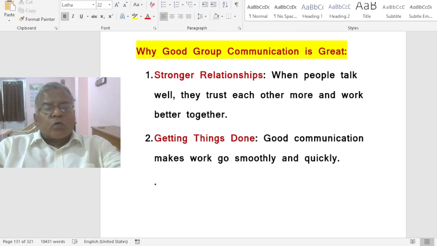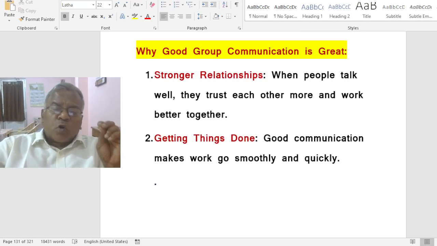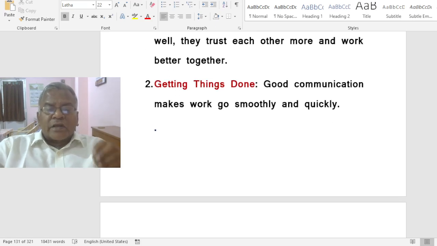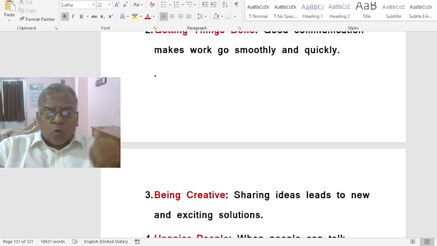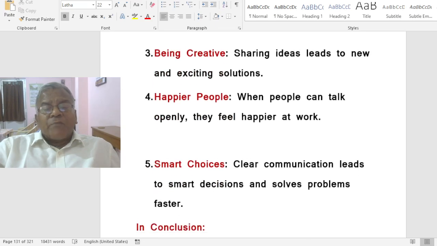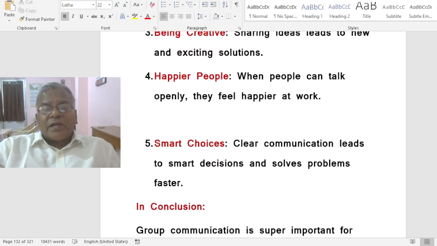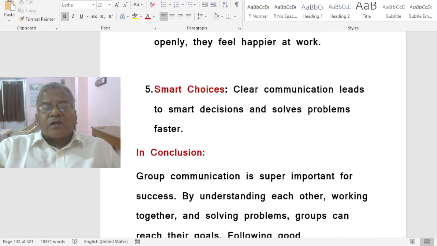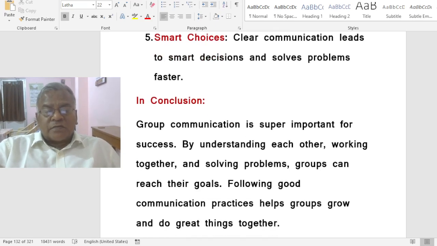Why is good group communication great? Stronger relationships. When people talk well, they trust each other more and work better together. Getting things done. Good communication makes work go smoothly and quickly. Being creative. Sharing ideas leads to new and exciting solutions. Happier people. When people can talk openly, they feel happier at work. Smart choices. Clear communication leads to smart decisions and solves problems faster.